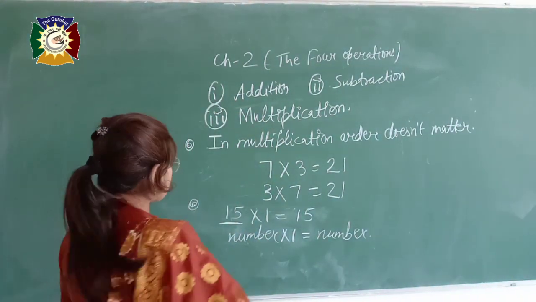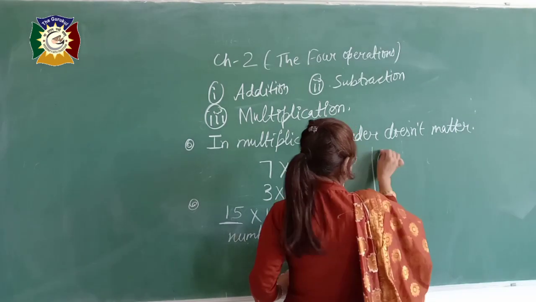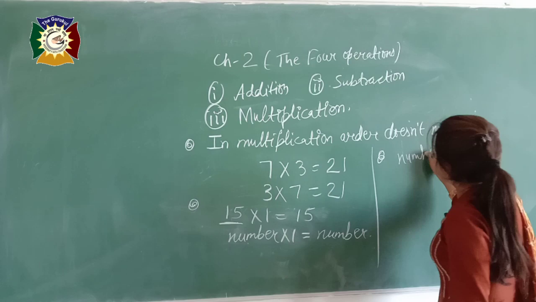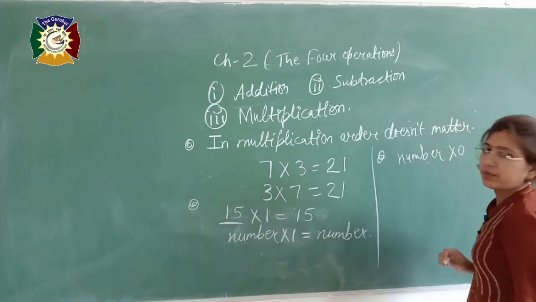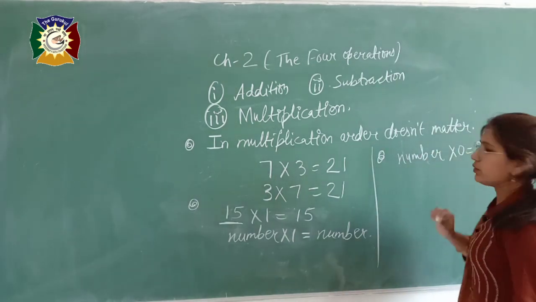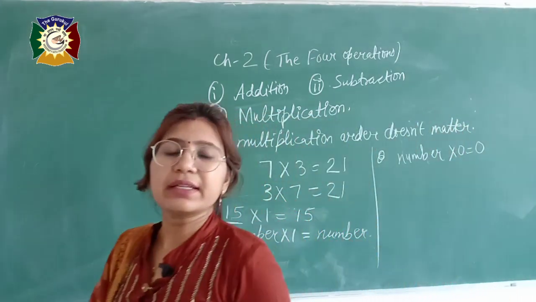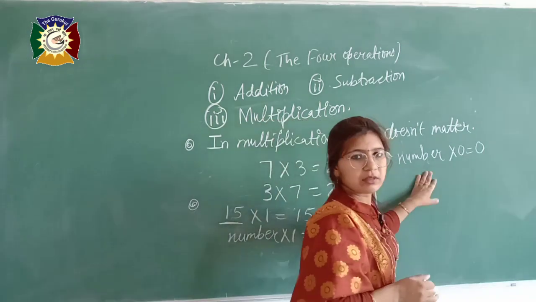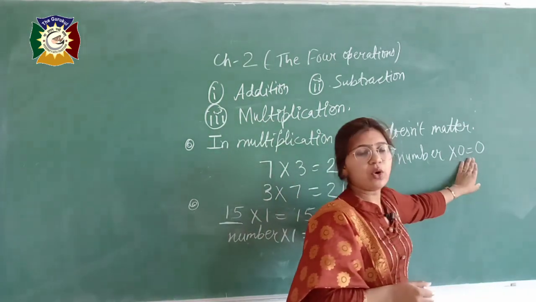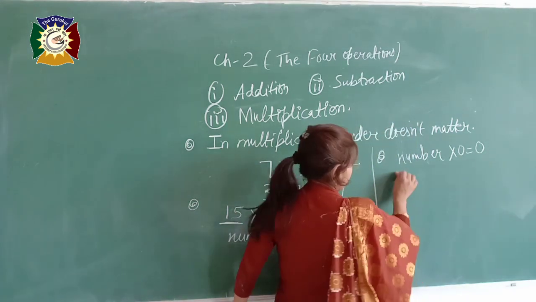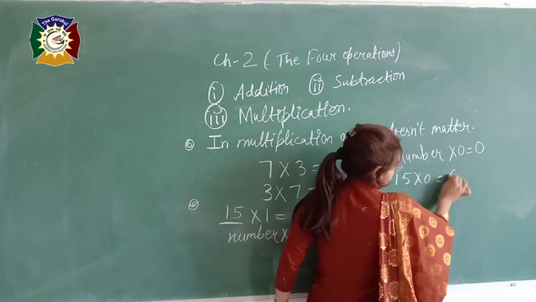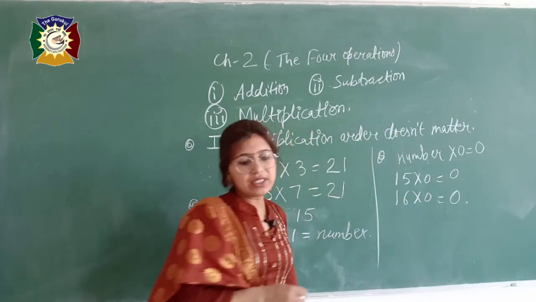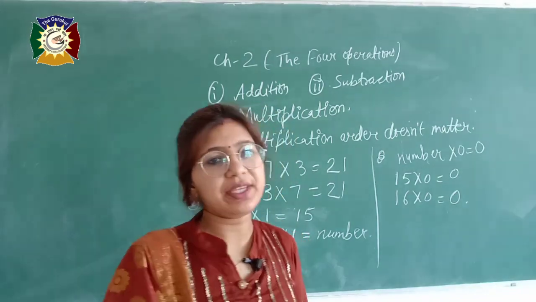Third property of multiplication. Here I will discuss. If any given number is multiplied with 0, the answer will be 0. Doesn't matter if it is a big number or a small number, any number multiplied with 0 always gives you 0. You can see, if I do 15 into 0, I get 0. If I do 16 into 0, again I get 0. These three properties you have to keep in your mind.